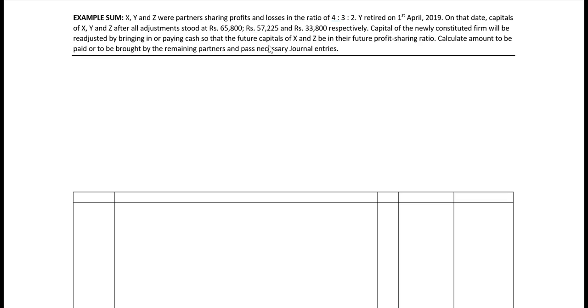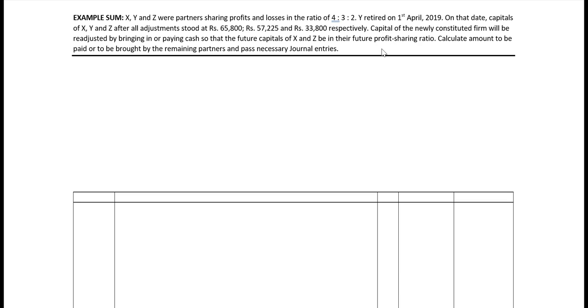33,800 respectively. Capital of the newly constituted firm will be readjusted by bringing in or paying cash so that the future capitals of X and Z will be in their future profit sharing ratio. Calculate the amount to be paid or to be brought by the remaining partners and pass the necessary journal entries.